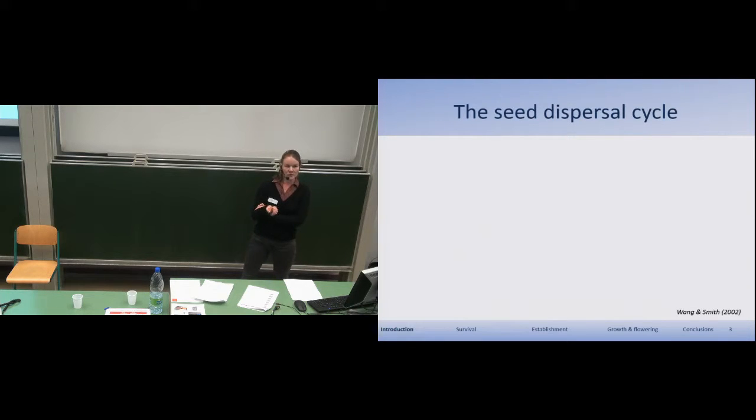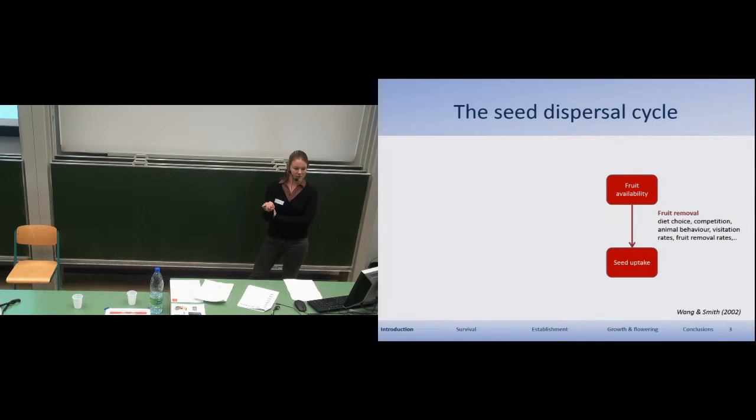So when we look a little bit more into detail, we see that the seed dispersal cycle is parallel with the life cycle of plants. So we start with the availability of fruits, which get ingested by animals. And whether they get ingested or not depends on the habitat choices of animals, which diets they prefer, and also the availability of plants in specific habitats.